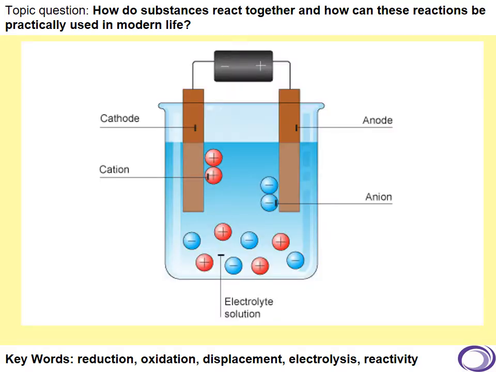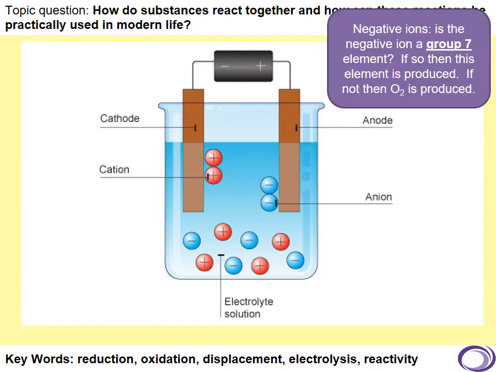Let's start by looking at the negative ions then. If the negative ion is a group 7 element, so it's fluoride, chloride, bromide, iodide ion, then this will produce its element at the anode. And this is because these elements are really reactive, and when they react they gain electrons. So they're going to want to gain the electron at the anode. If these elements are not present, then oxygen will be produced using the hydroxide ion from the water.